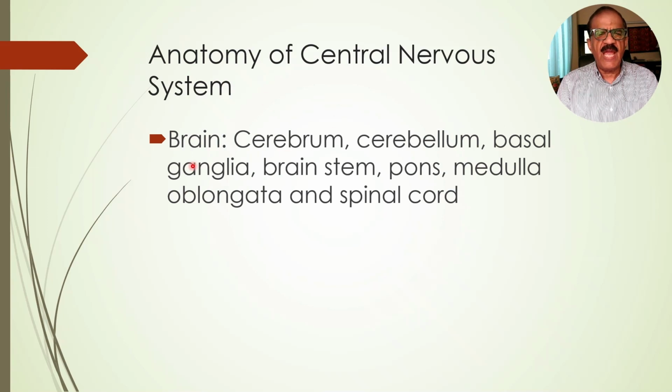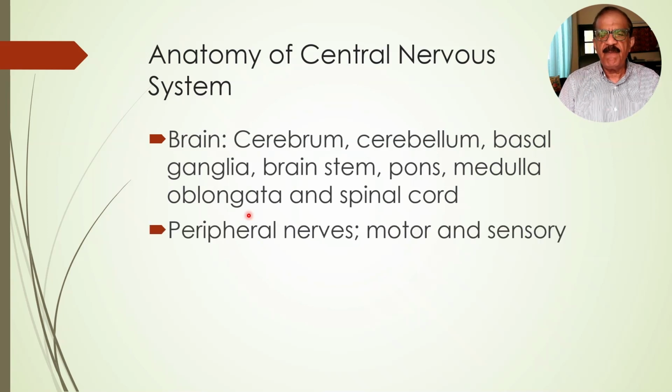In central nervous system, we have brain itself, which consists of cerebrum, 2 of them, and cerebellum, basal ganglia, brainstem, pons, medulla oblongata, and then finally spinal cord. It has been divided into different portions, but it has got one uniform function. They all work together. Then we have a network of peripheral nerves starting from the cranial nerves and then the somatic nerves. Most nerves are both sensory and motor, but there are some pure sensory or pure motor nerves.